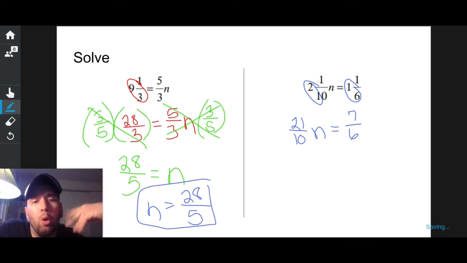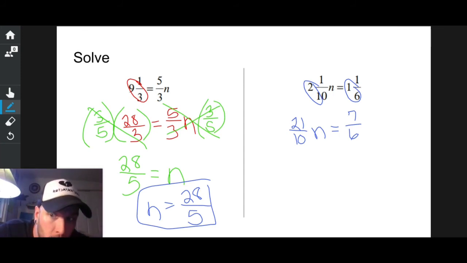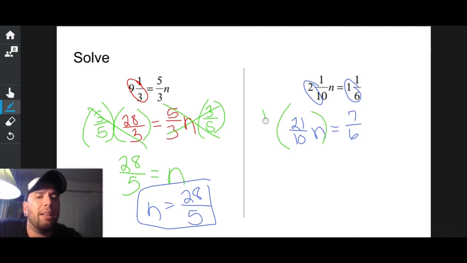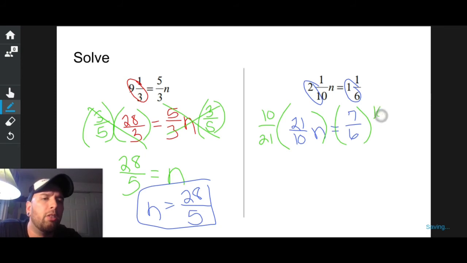Is n all by itself? No. What's in the way? 21 over 10. How's 21 over 10 in the way? They're being multiplied. How do you get rid of multiply? You divide. But instead of dividing the fraction, multiply the reciprocal. Multiply both sides by 10 over 21. Cross out, cross out. n equals 7 times 10 is 70.